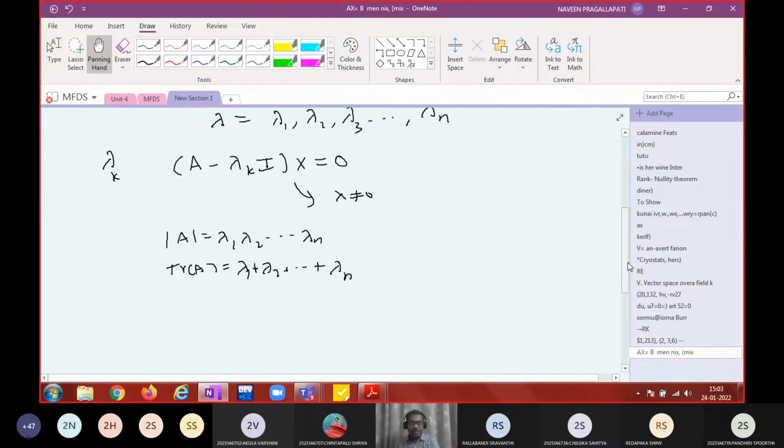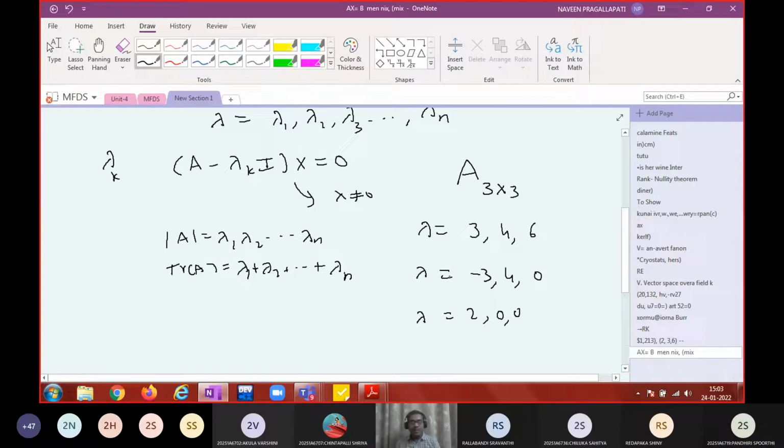Okay, so there is one more thing, you know. Suppose A is a 3 by 3 matrix. Eigenvalues can be 3, 4, 6. Eigenvalues can be -3, 4, 0. Or eigenvalues can be 2, 0, 0. Okay, you know what are these suggesting? You know how to find out rank of a matrix, right? How do you find out rank of a matrix? So far, you convert this into echelon form and identify the number of non-zero rows. That is going to be the rank of the matrix. Am I right?